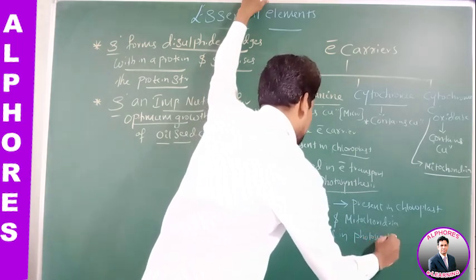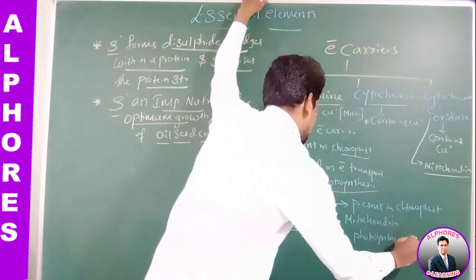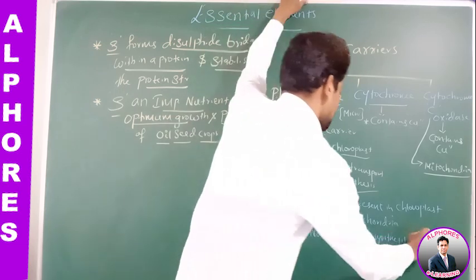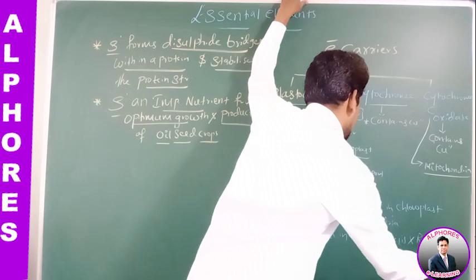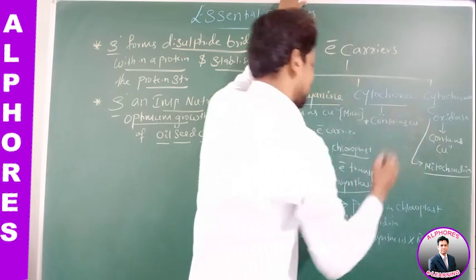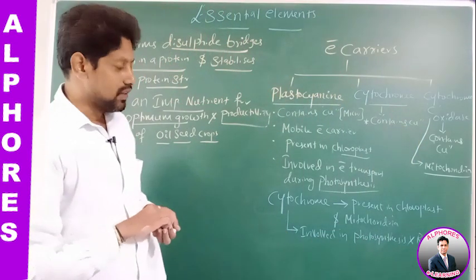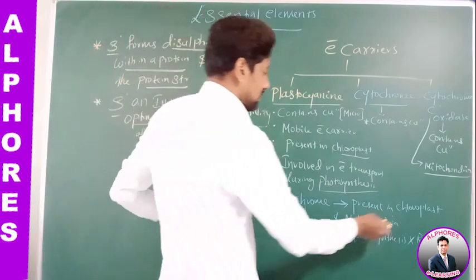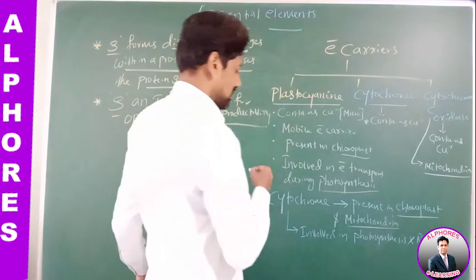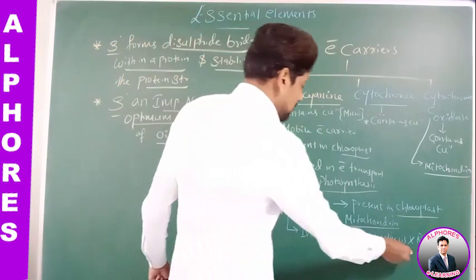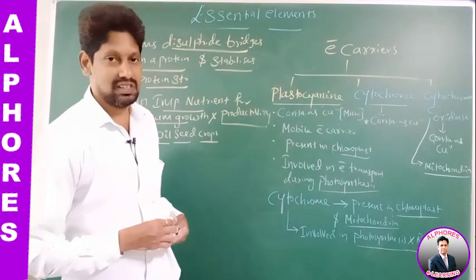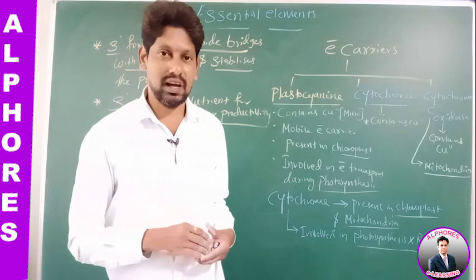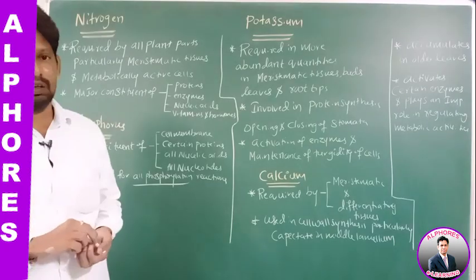Who is involved in both photosynthesis and respiration? Cytochrome is involved in both photosynthesis and respiration. Okay, therefore cytochrome is present in chloroplast, present in mitochondria. Cytochrome is involved in photosynthesis and respiration, right? Now listen here.